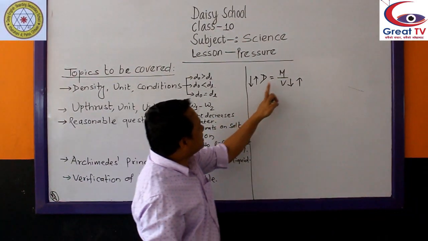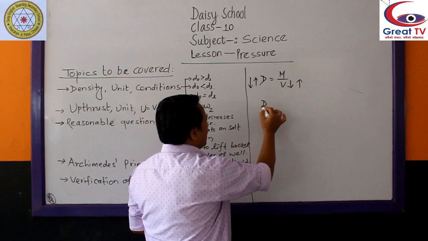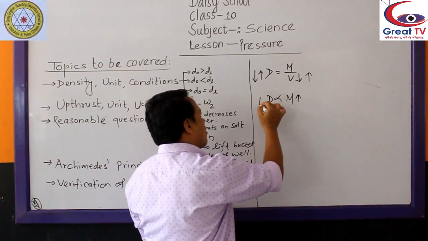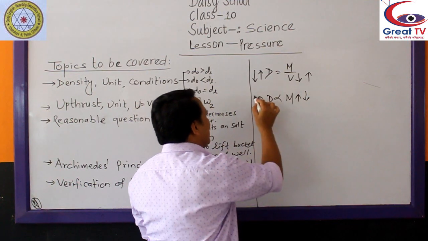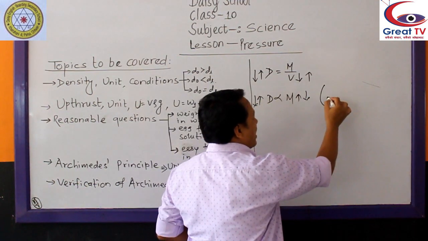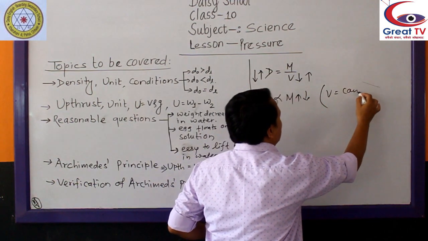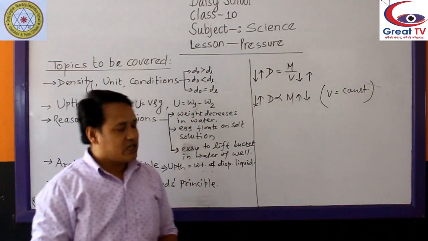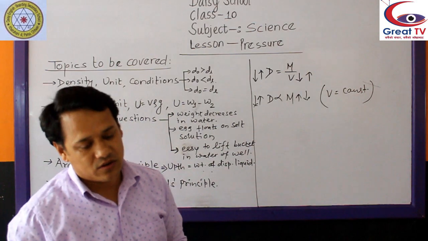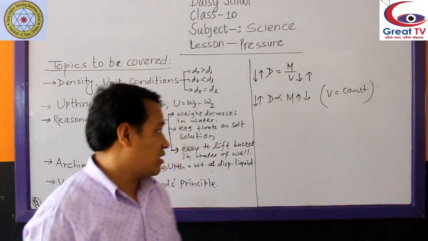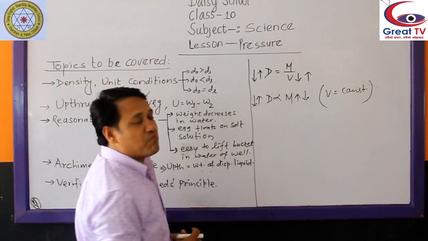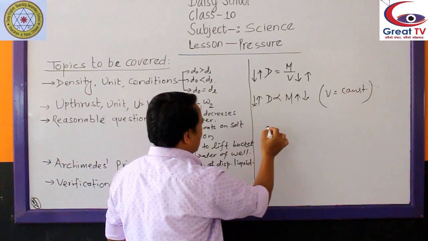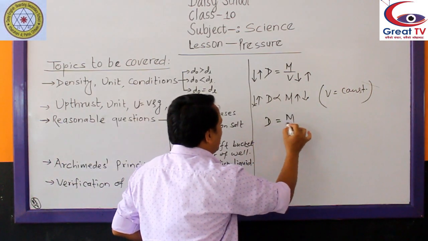Similarly, density and mass are directly proportional. D is directly proportional to m. More mass, more density. Less mass, less density, when V is constant. When V is constant, density and mass are directly proportional to each other. So density means the mass per unit volume. D equals m by v.